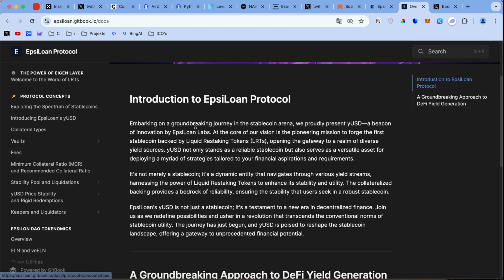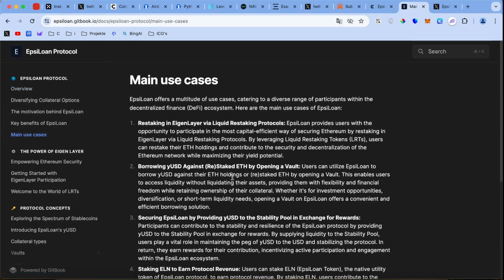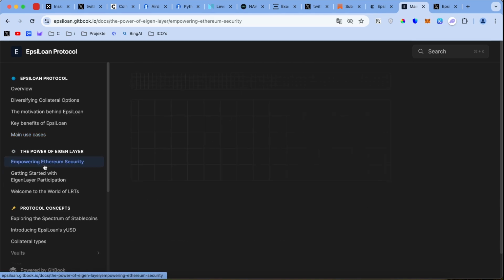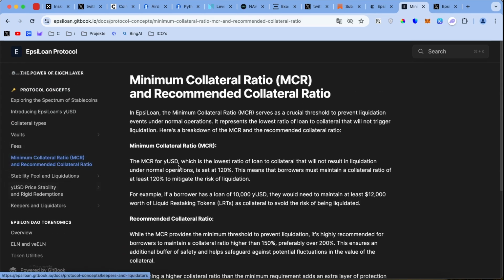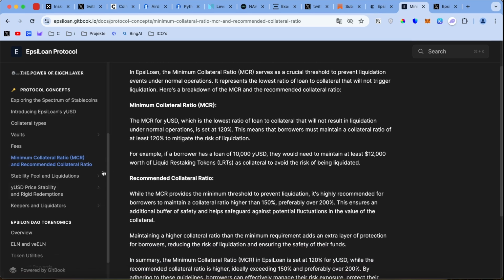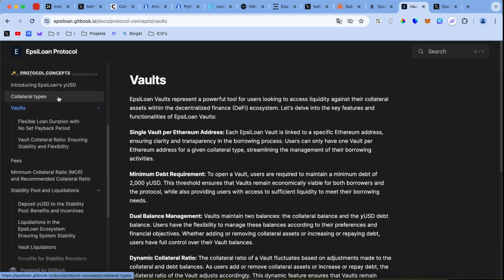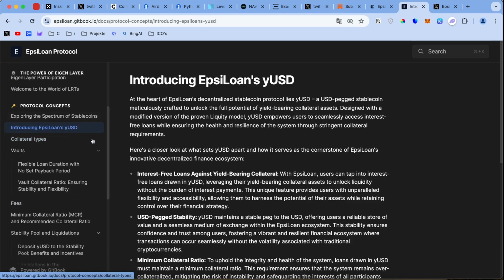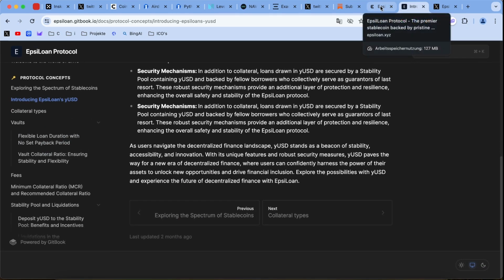And the Gitbook is also very detailed. As you already saw on the website, they're making it very clear what their mission is, what their vision is, what they plan to do, the main use cases, and more. If you want a very detailed overview of the protocol, you can have a look into their Epsilon protocol Gitbook. It explains everything you need to know, like the stability pool and liquidations, the fees, the vaults, collateral types, introducing the Epsilon YUSD, and more. Really a huge opportunity to get in and read everything.